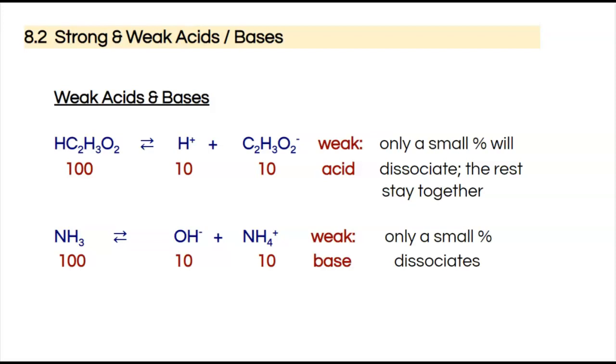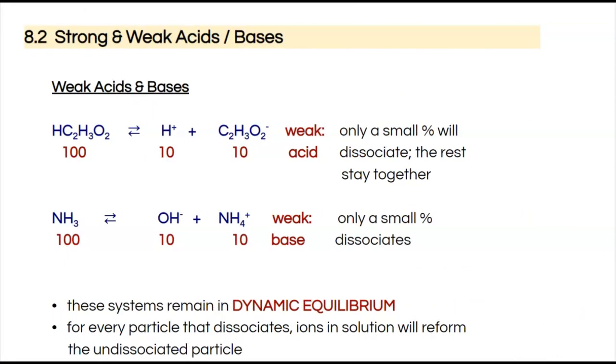So the fact that only a certain number of my weak acids or bases dissociate means that there's a point where the equilibrium is reached and the reaction happens in the reverse direction. Okay, so we would say that this system reaches what we call a dynamic equilibrium. And for every acid or base particle that dissociates, the ions in solution will reform the undissociated particle.